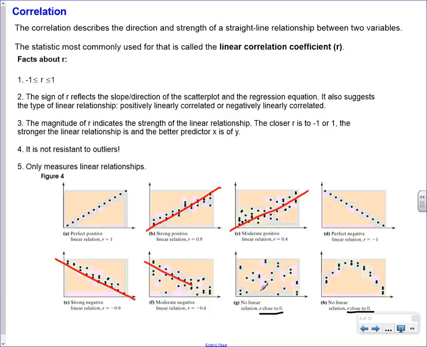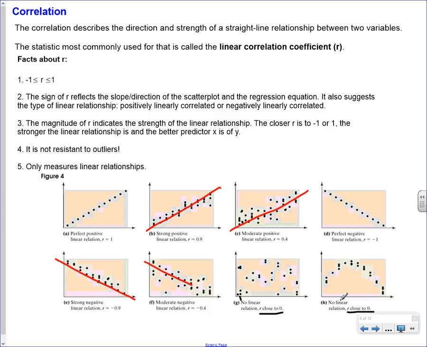If you get something like this, that is something we would call just random scatter. Sometimes when I have a low value of X, I get a low value of Y. Sometimes I get a high value of Y, okay? So it's hard to predict what Y is going to do, because it's kind of all over the place. So that would have an R value close to 0. There's no linear relationship. There's really no relationship between X and Y.